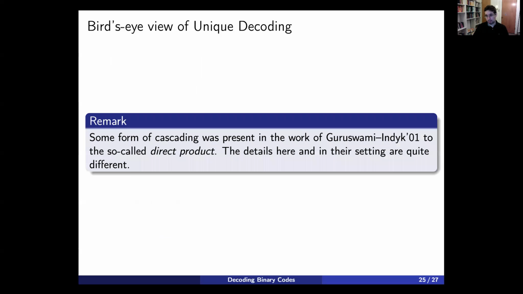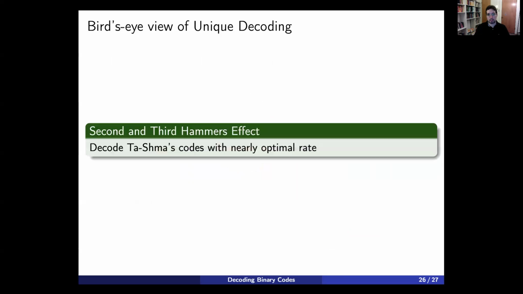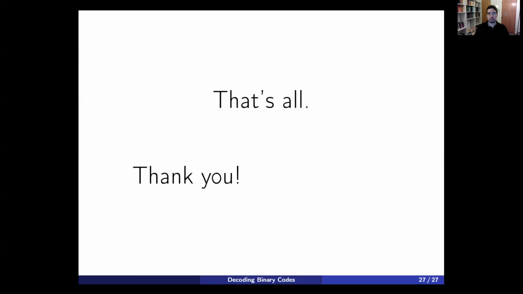And Guruswami and Indyk in the previous work also had some form of cascading. They don't call it this way, but it's for the direct product. It's quite different from ours, but they have some construction of this sort. Combining the list decoding via SOS with this recursion, we can obtain unique decoding. So we decode Ta-Shma's codes with near optimal rate. That's all. Thank you very much for your attention.